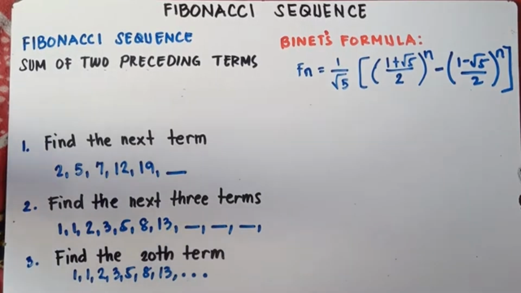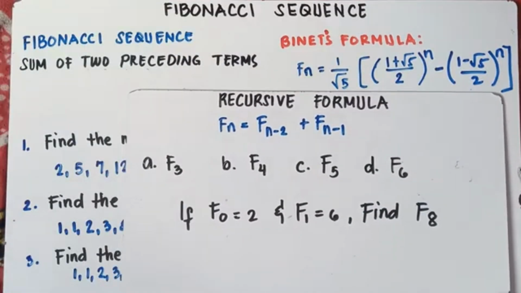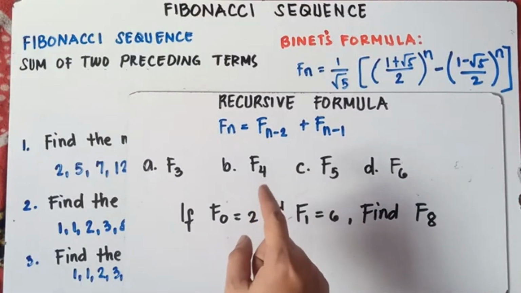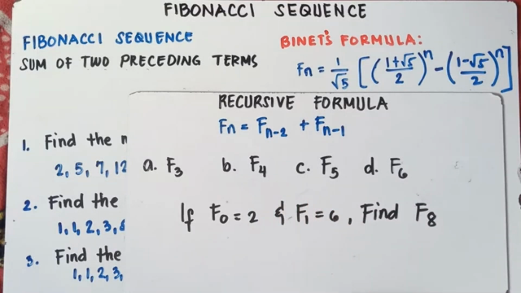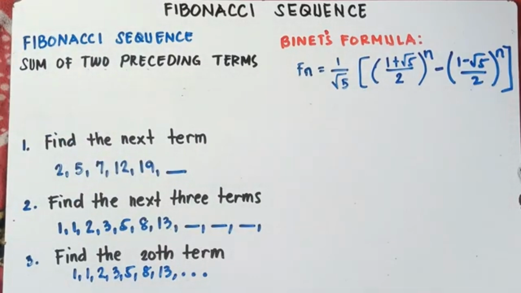In the next part of our video class, we will be solving the recursive formula. This will be the formula, class: F sub n equals F sub n minus 2 plus F sub n minus 1. This is still the Fibonacci sequence. We will explain that later on in the next part of our video, so feel free to see the link in the description below for part 2 of our video using the recursive formula.